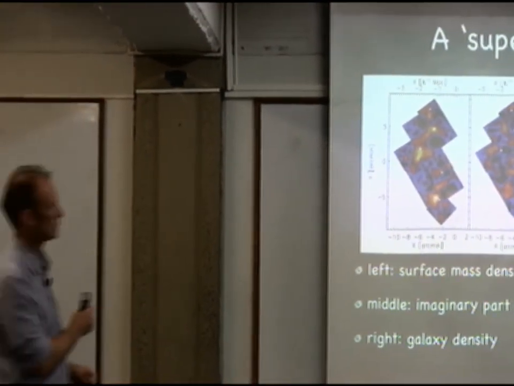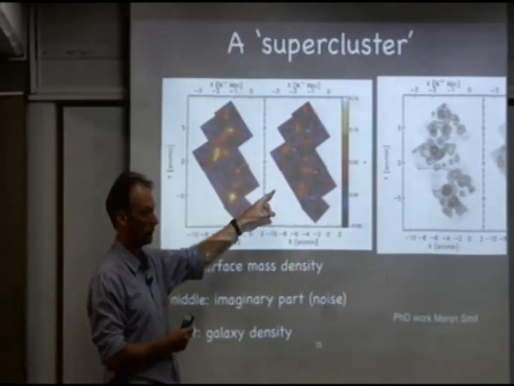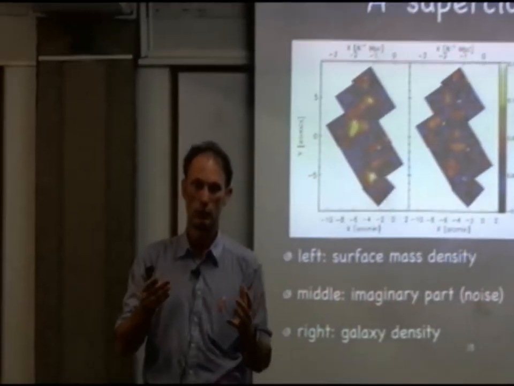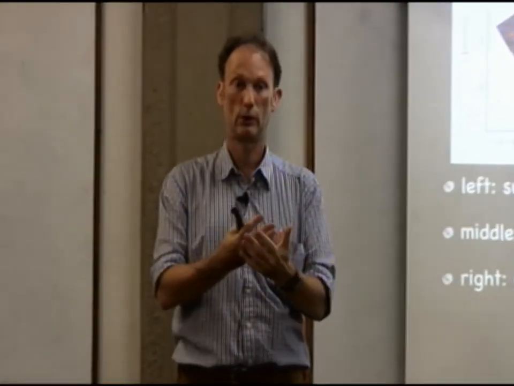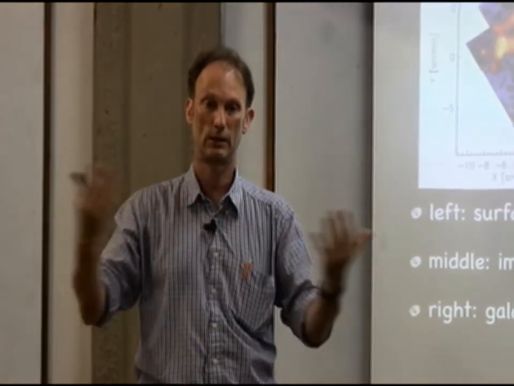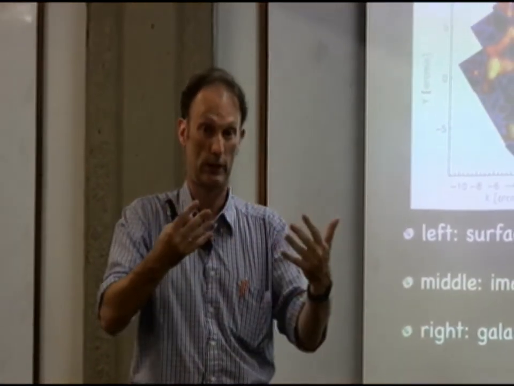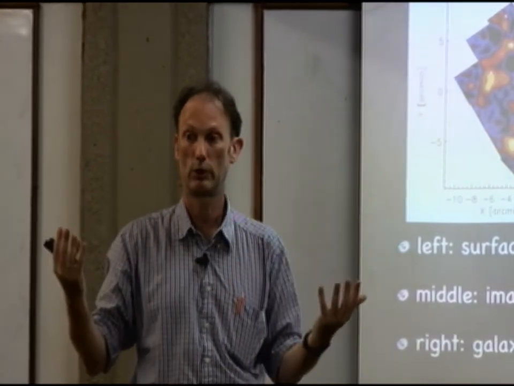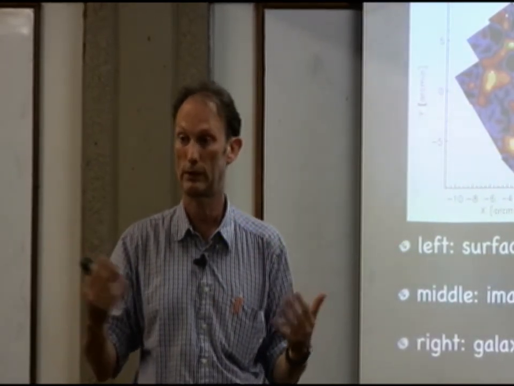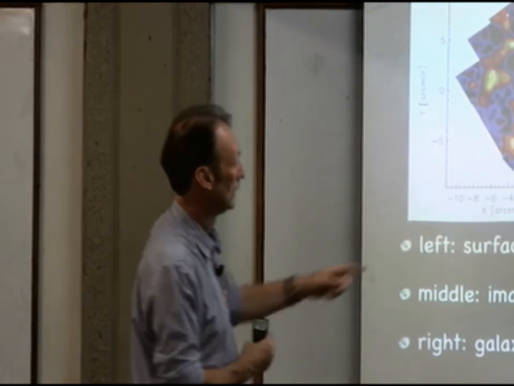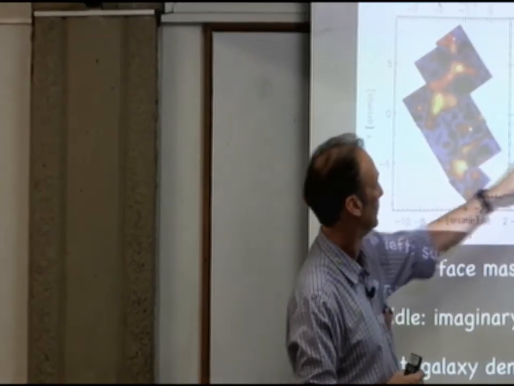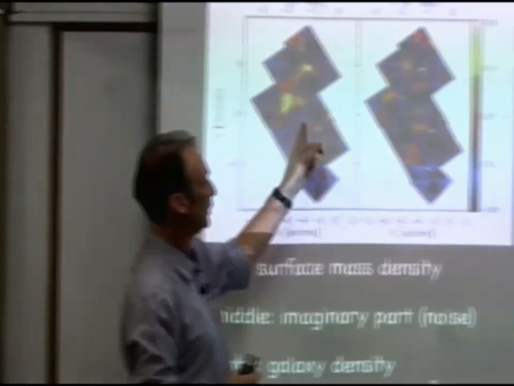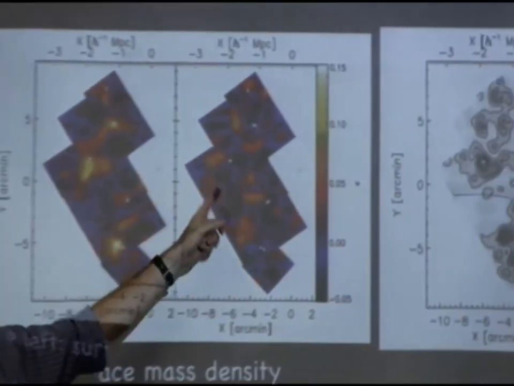The picture in the middle is interesting. Remember I told you that when you do these mass reconstructions, you go to Fourier space and you come out with a complex map of the surface mass density, where the real part is really the surface mass density that you know and love, and the imaginary part is spurious, should be 0 if everything is perfect, and is due to noise when it's not. Well, this here is the imaginary part of this. So this is the real part, and this is the imaginary part of the same reconstruction.